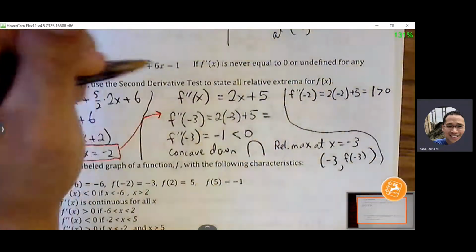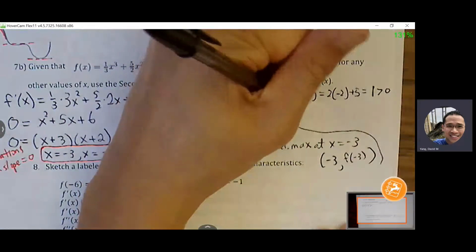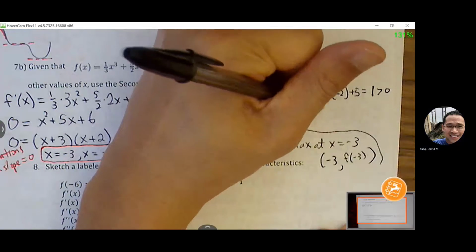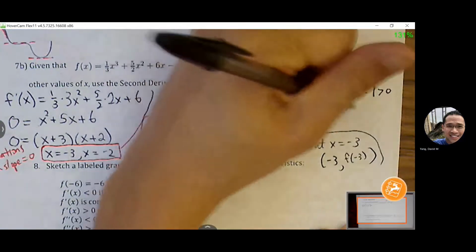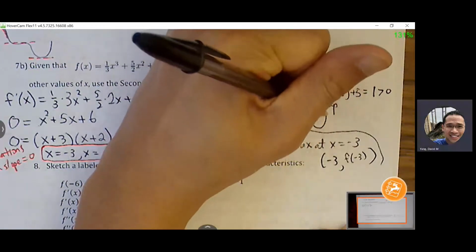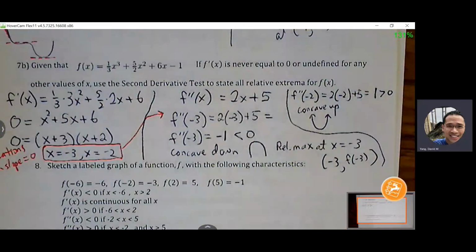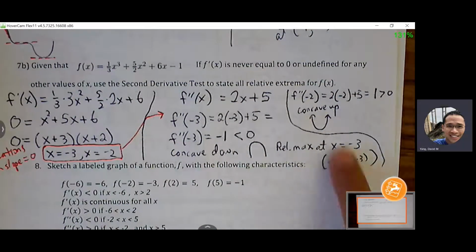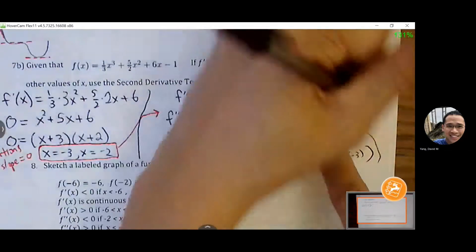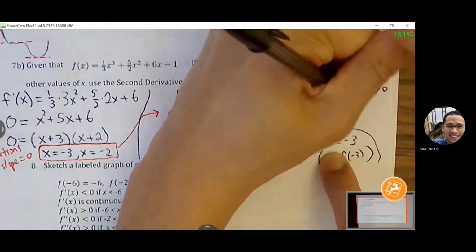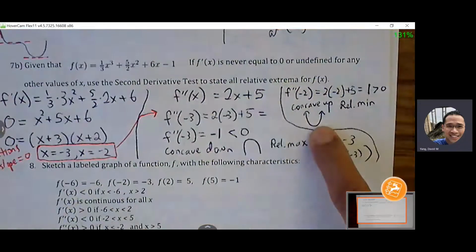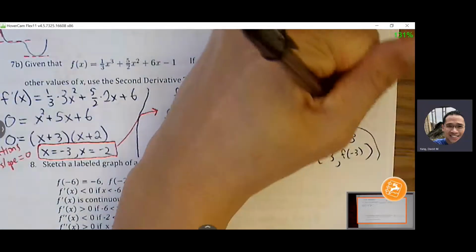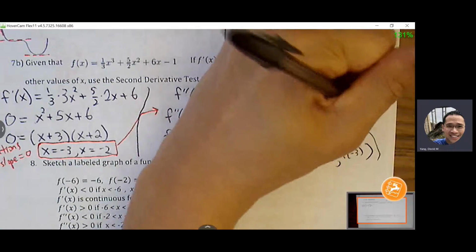This is part of a concave up graph. Therefore, relative what? Min, right? Relative min. Good. Okay, relative min at x equals -2.